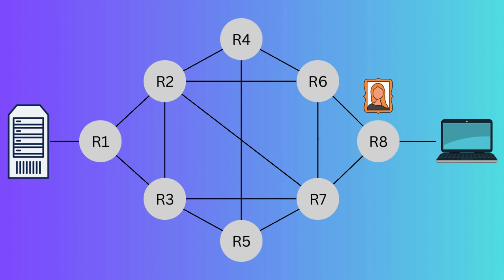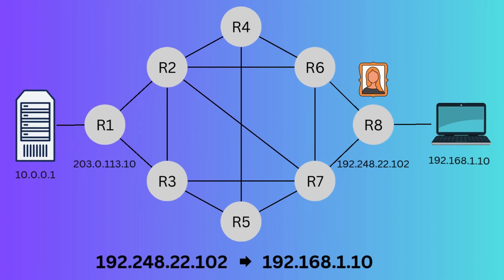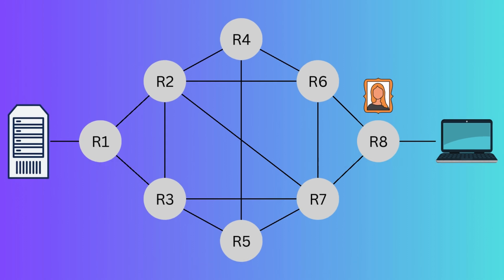When the packet reaches router R8, which is the client's gateway, network address translation occurs. The router translates the public destination IP to the client's private IP, 192.168.1.10. Then R8 checks its routing table and sees that it is directly connected to the client's network, meaning it can deliver the packet to the client without needing to forward it further. Through this process of routing, the packet has traveled across multiple routers, each one making a forwarding decision based on the destination IP address and its routing table.